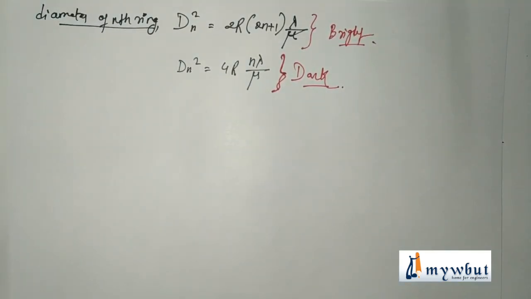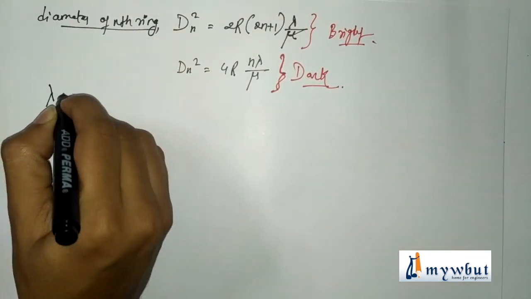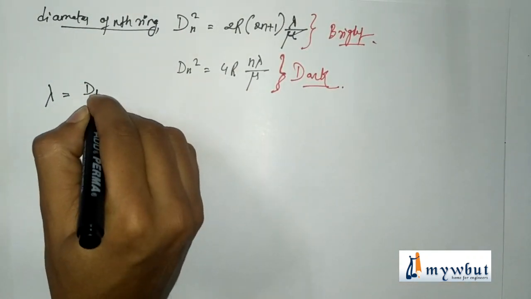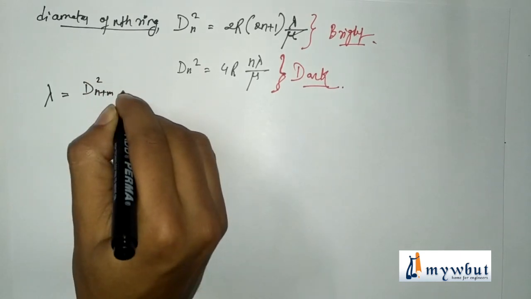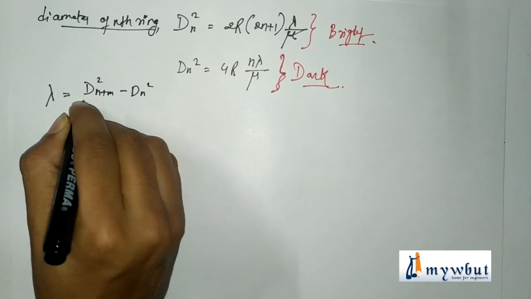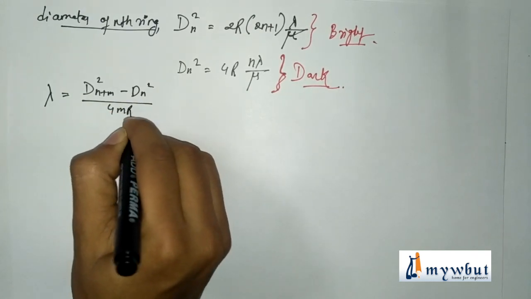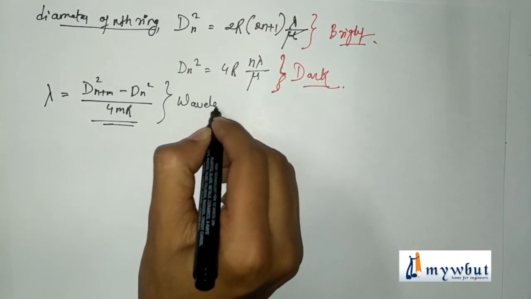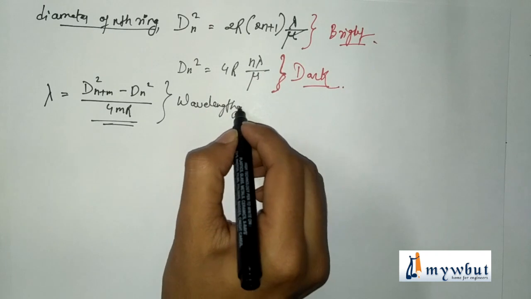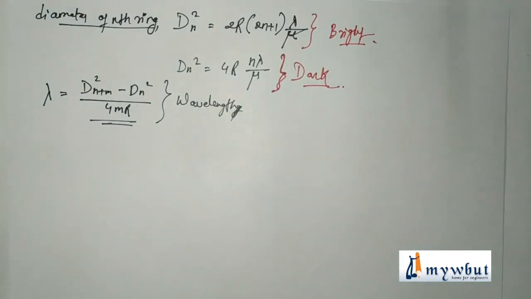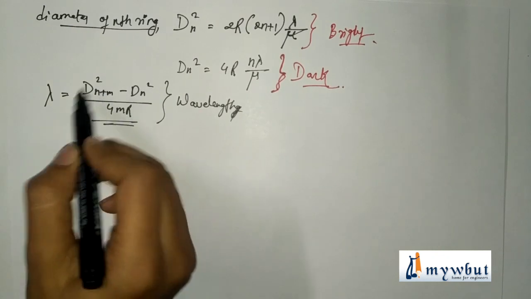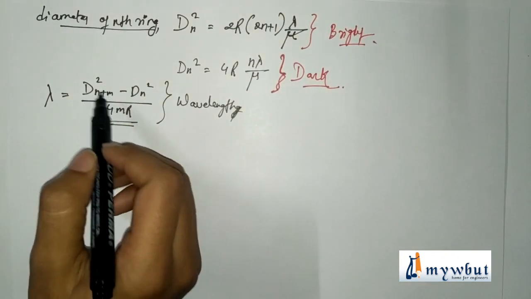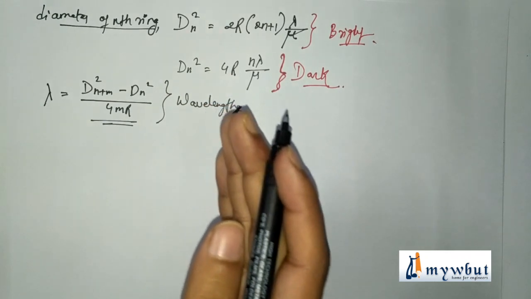We can also calculate lambda from here. So what will be the value of lambda? It will be d n plus m whole square minus dn whole square by 4 into m into capital R. So this is the formula for wavelength. Here in this equation, dn plus m is the diameter of the n plus mth ring.